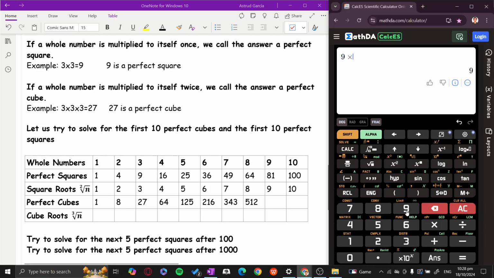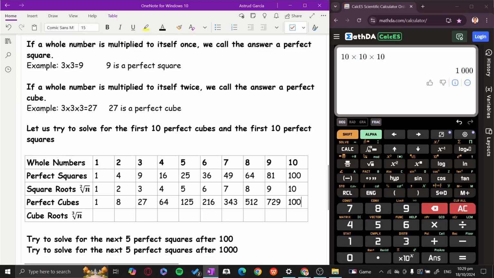We have 9 times 9 times 9, that's 729. And lastly, we have 10 times 10 times 10, or 1000. Okay, so these are all perfect cubes that we got by multiplying their respective whole numbers to itself 2 times. Let's try to find the cube roots of these perfect cubes.